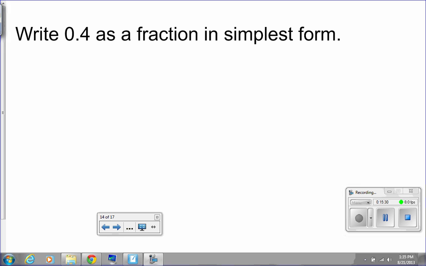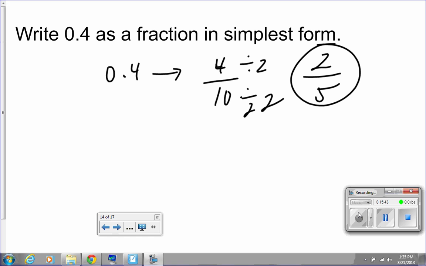Try one more example, right? 0.4 as a fraction in simplest form. Again, hit pause and then hit play when you're ready to continue. 0.4, written as a fraction in simplest form, is 2/5. 4/10, so 4 over 10, divide the top by 2 to get 2, divide the bottom by 2 to get 5, so you have 2/5.